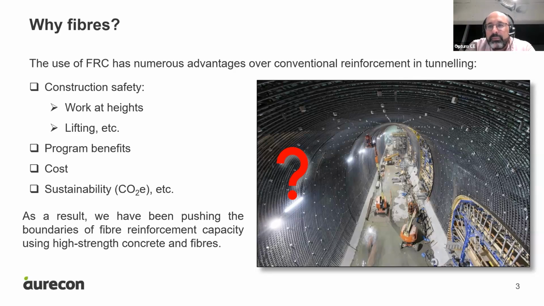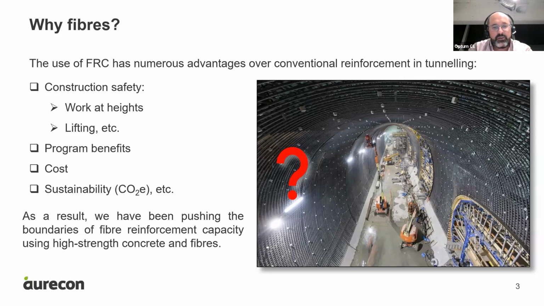You can see workers installing, working at heights, and the time required to do this installation. So one of the main benefits of replacing reinforcement completely with fibers is that we can completely remove some activities that are relatively unsafe. I mean, it can be done safely, but in the hierarchy of safety, the best approach is to remove something that could potentially be unsafe. So removing work at height, removing lifting operations, because some of these cages are very heavy, is a significant benefit for construction. And by doing that, you also speed up construction, so you get program benefits.